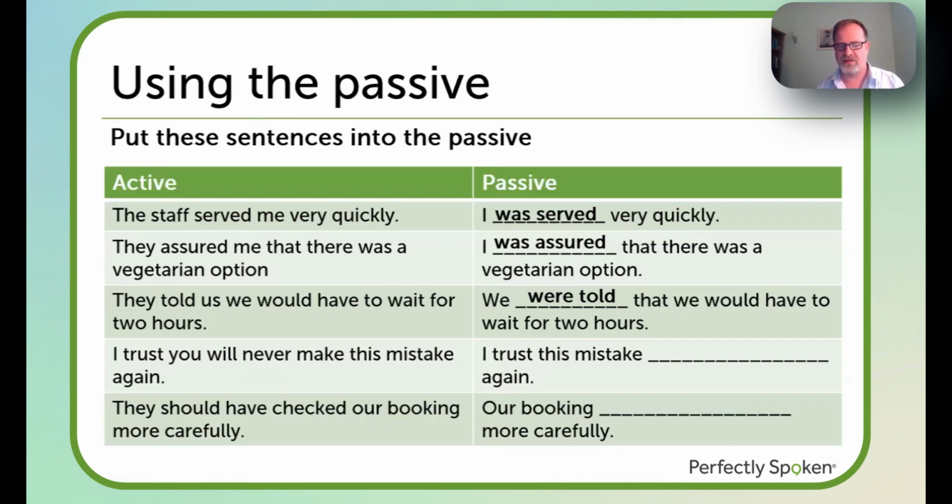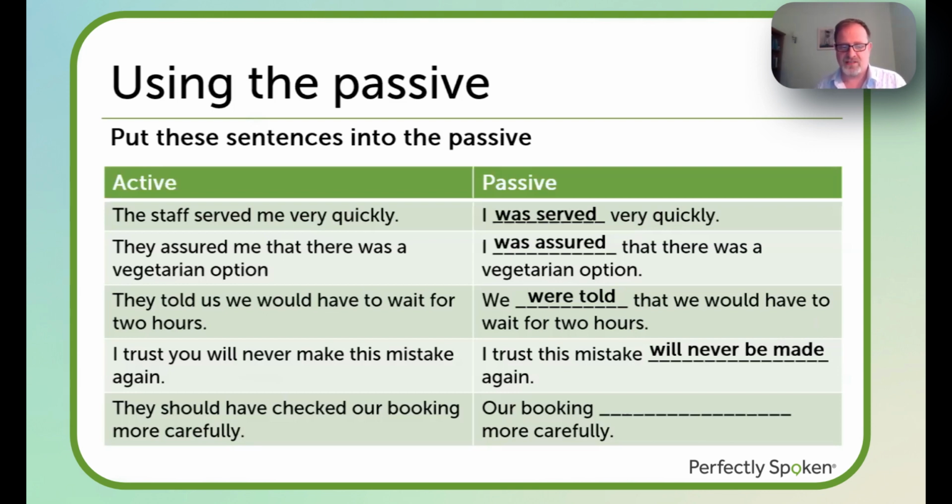"I trust you will never make this mistake again." I trust means kind of like I hope. "I trust this mistake will never be made again." So you have the verb to be in the infinitive here after "will", and then again, the past participle.